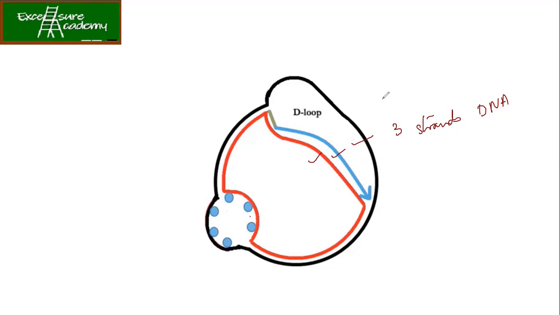So whenever you see that there are 3 strands of DNA, it is called the D loop. It doesn't look like a D, but it is a displacement loop, right? Because one of the strands is being displaced by the new replicating one. So it's a displacement loop. It's not a D structure. It is a displacement loop. Is this much clear?